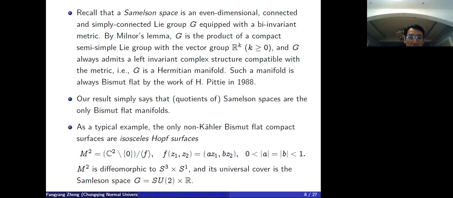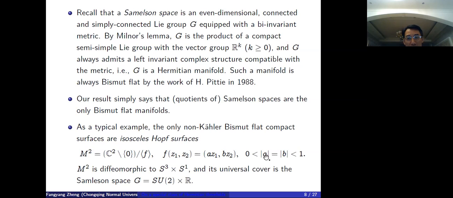So in complex dimension 2, you only have one kind of example, namely just SU(2) × R. So that's the only group you have. And then as a compact quotient, it's a Hopf surface, right? But it's not just any Hopf surface, it's a special kind of Hopf surface where the two complex numbers A and B have equal modulus, equal norm. So we give it a name, we call it an isosceles Hopf surface.